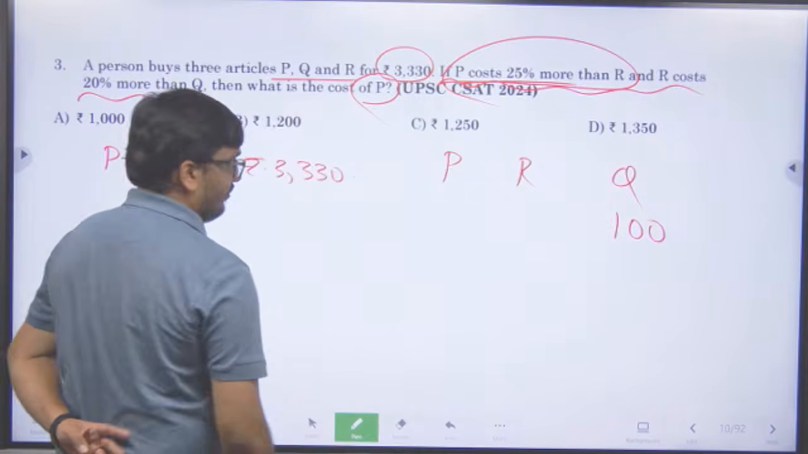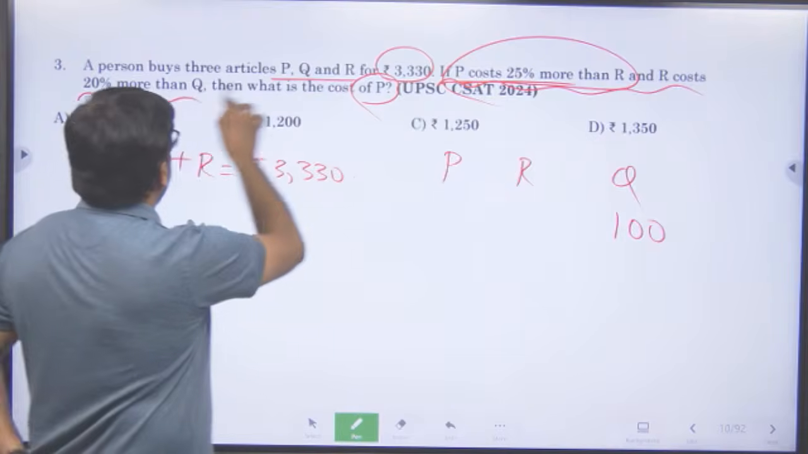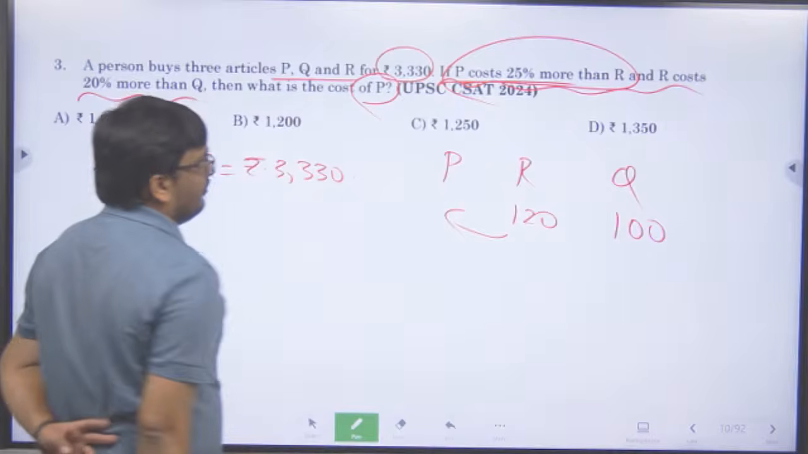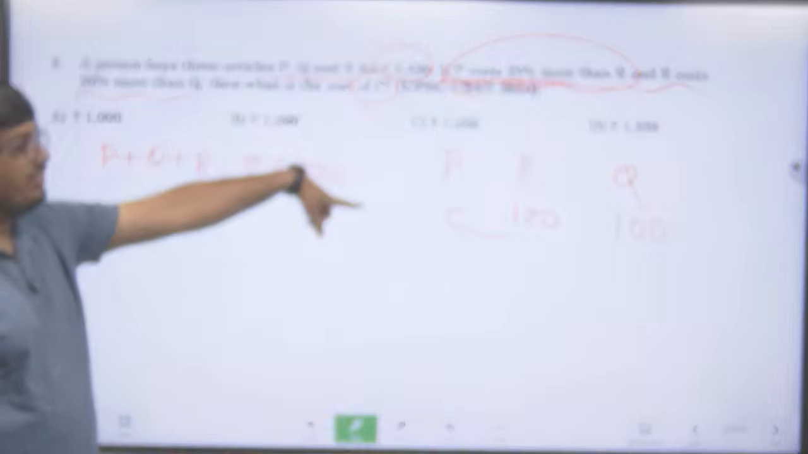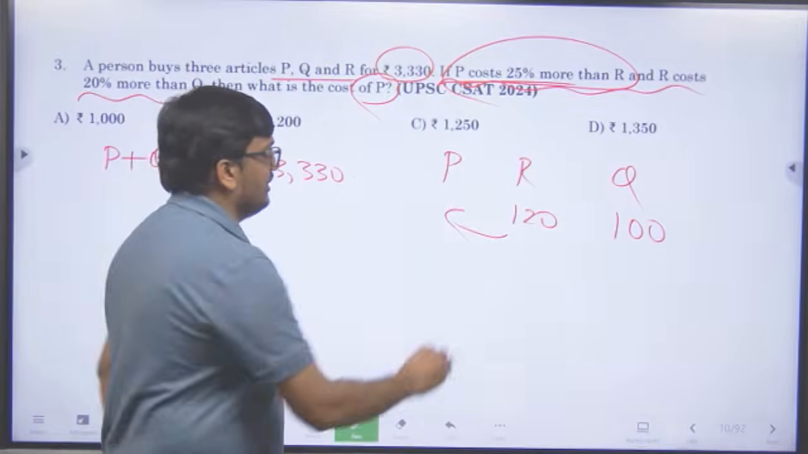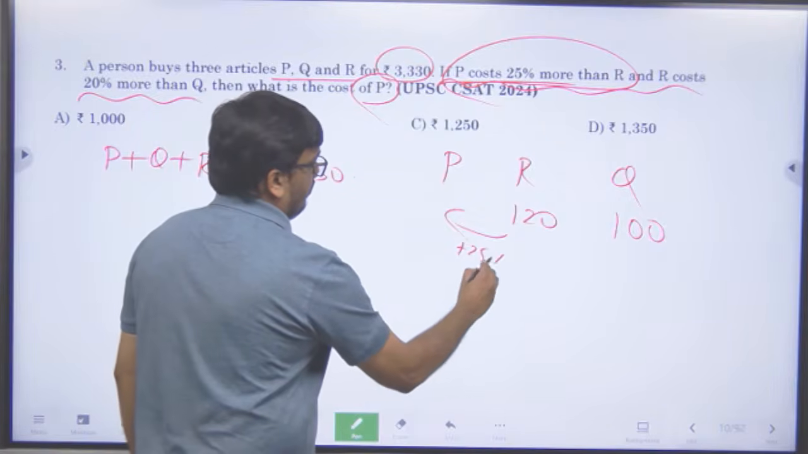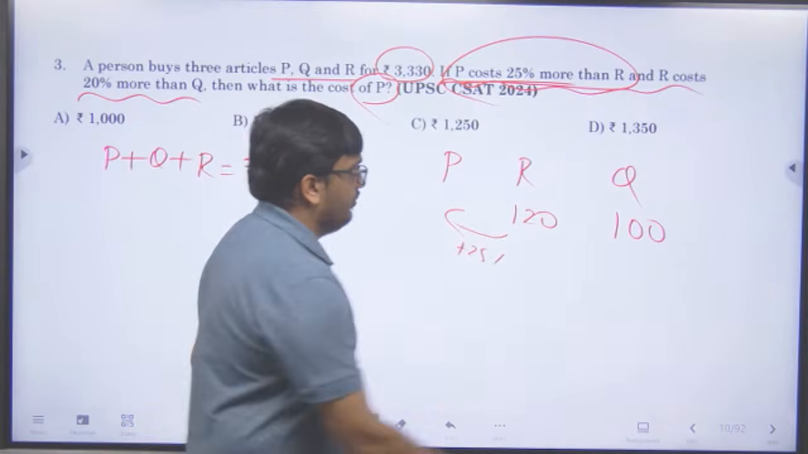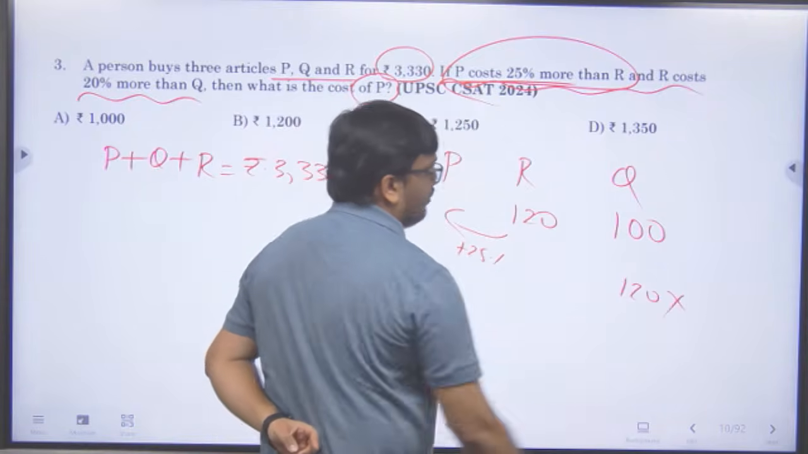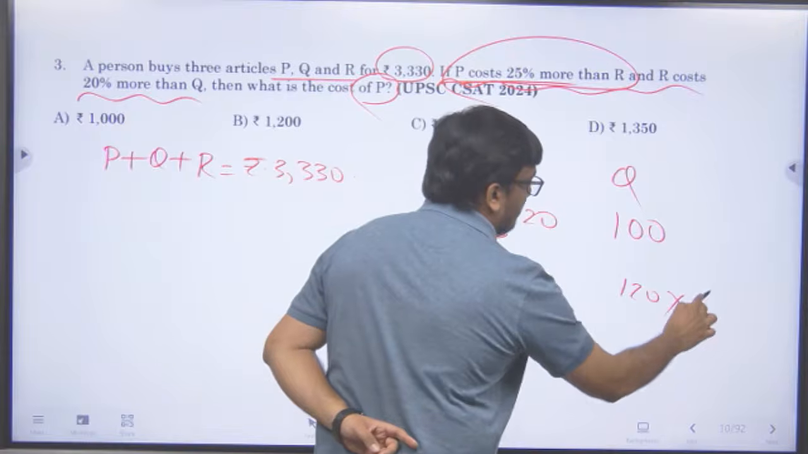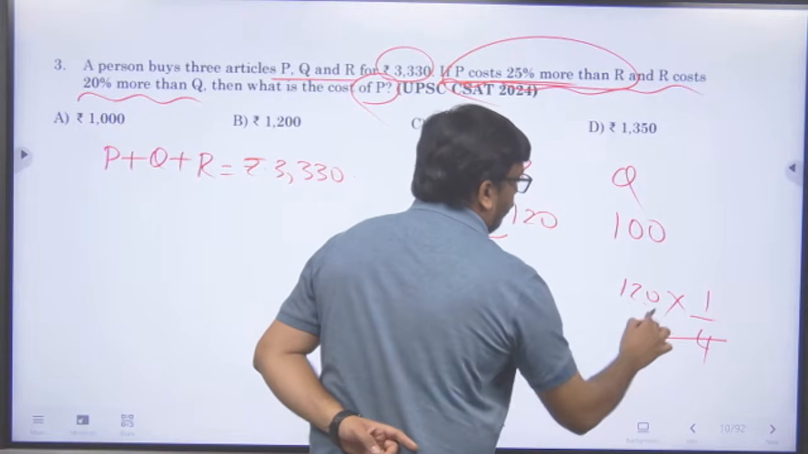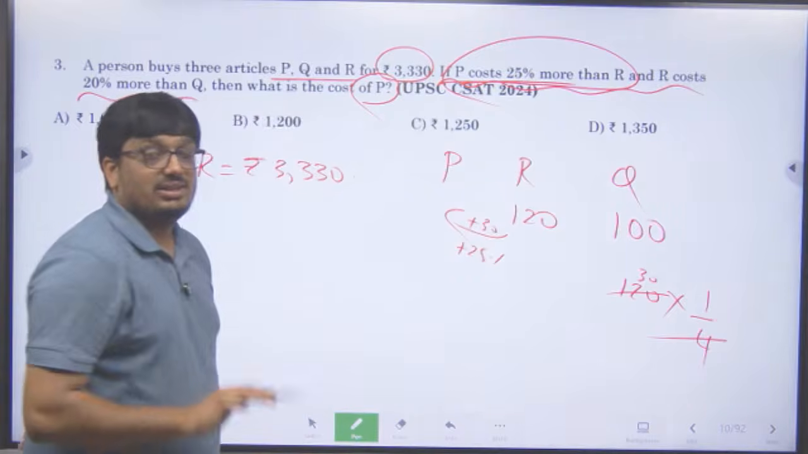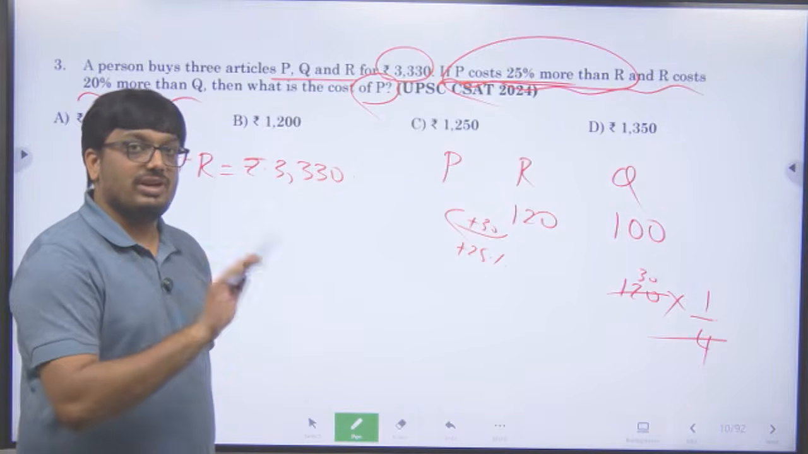Q, you will take reference as 100. Then R costs 20% more than Q, that is 120. Then come for this. P costs 25% more than R. 25% more means what? For 120, you should find 25%. 25% means in fraction 1 by 4. That is plus 30. Sorry, it is not 60. 50% was 60. 25% is 30.